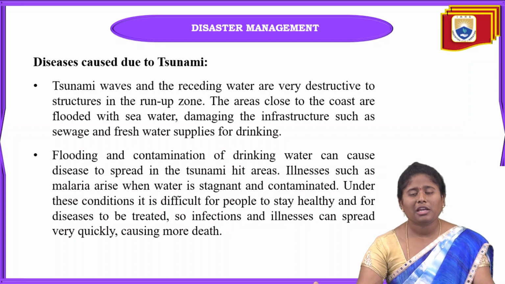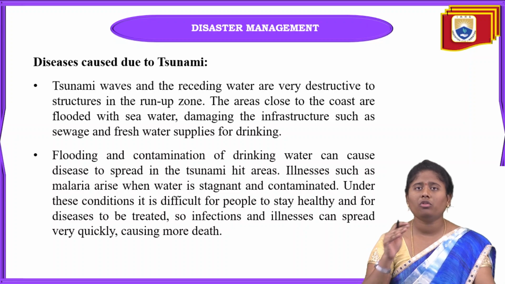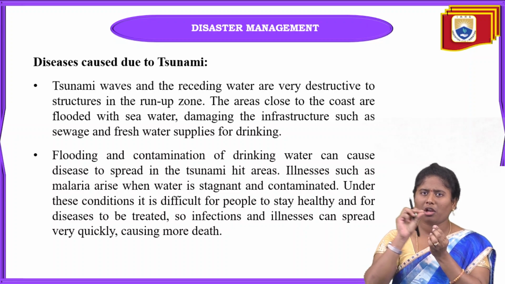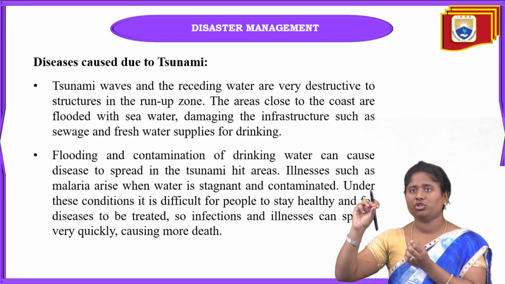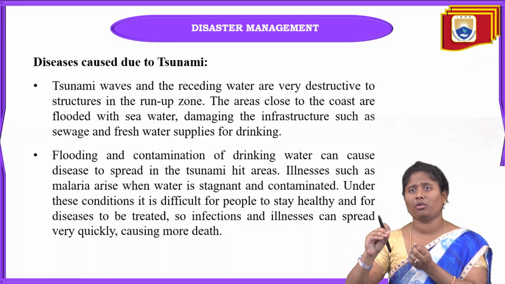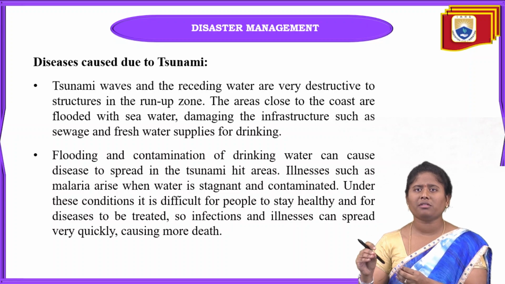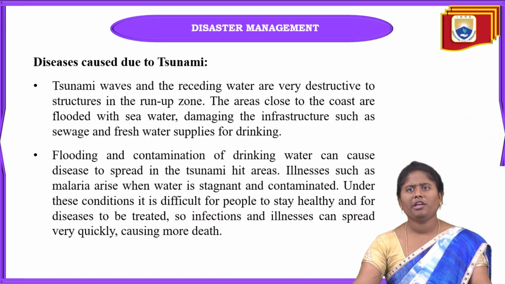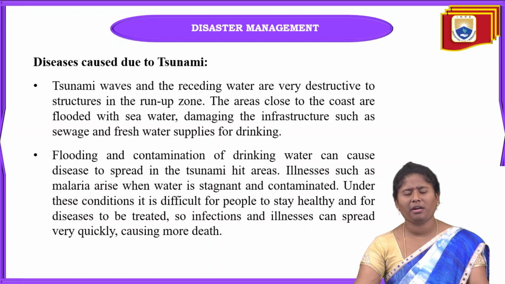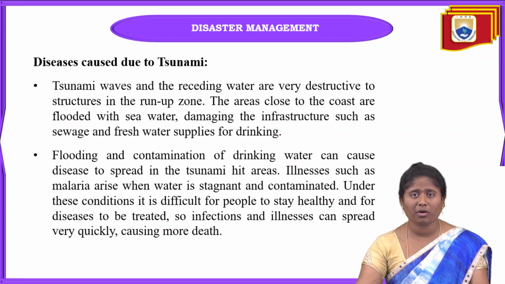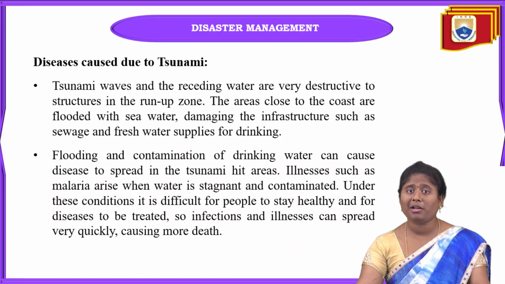Because when any tsunami is going to occur, even a small wave will grow into a large wave. That will be very destructive. When it touches the coastline, it will be flooded with seawater, and mainly it will damage the infrastructure. It will destroy the sewage and also the freshwater supplies. So what will happen? There will be no drinking facility for humans and also animals.